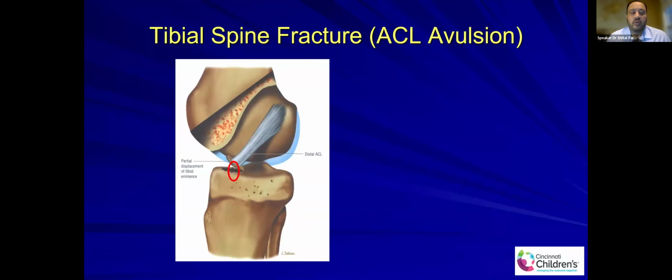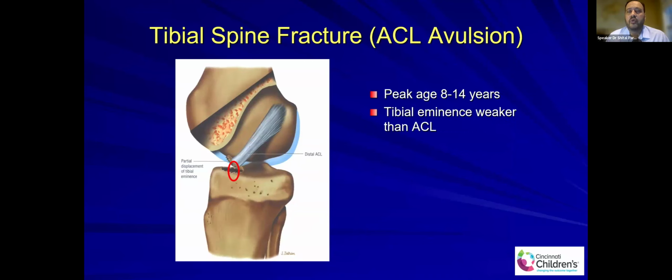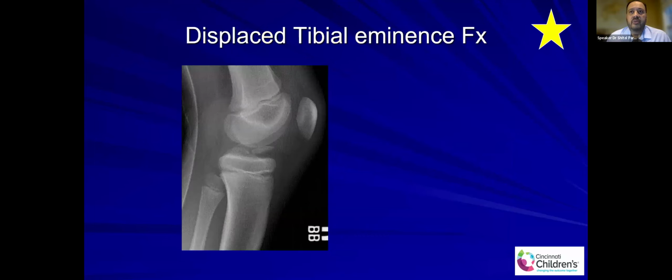Tibial spine fracture is an equivalent of an ACL avulsion. Peak age is 8 to 14 years. The tibial eminence is weaker than the ACL. The treatment here is to stabilize the fracture.